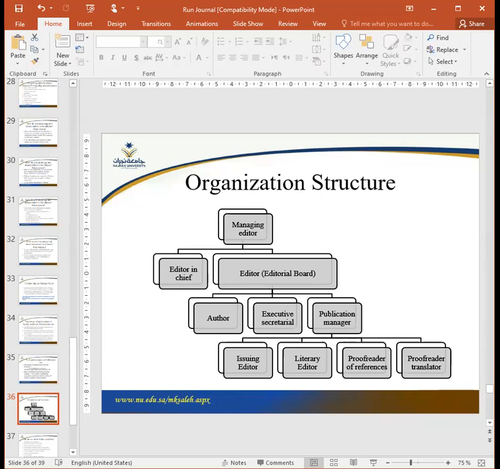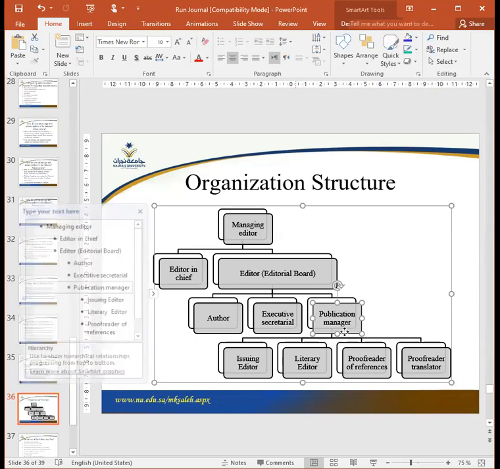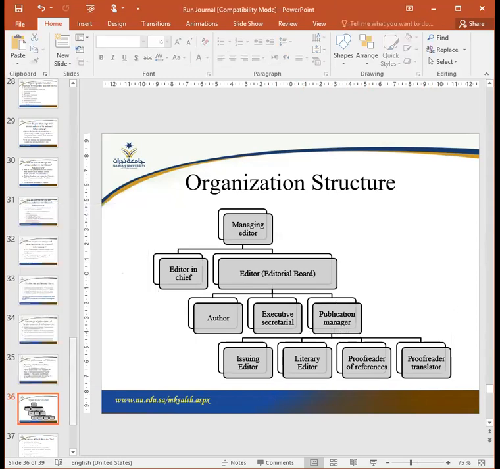Before explaining the difference between the duties of the managing editor and the editor-in-chief in general: after accepting our manuscript, it is sent to the publication office, and we wait for the proofreader before uploading an article on the website. There are several departments under the publication manager, such as the issue editor, the literary editor, the proofreader of references, and the proofreader of translation.